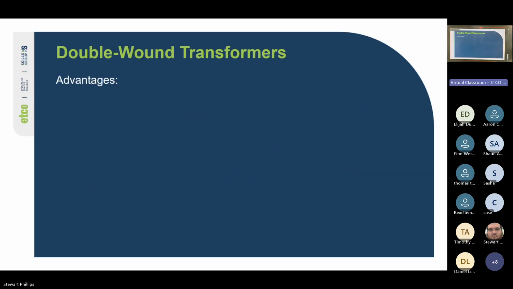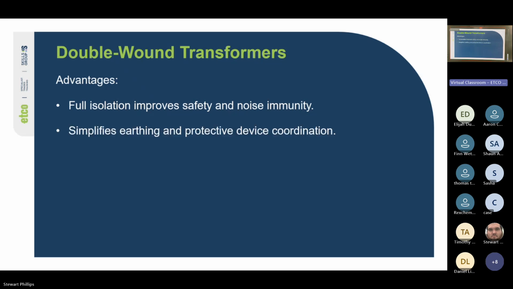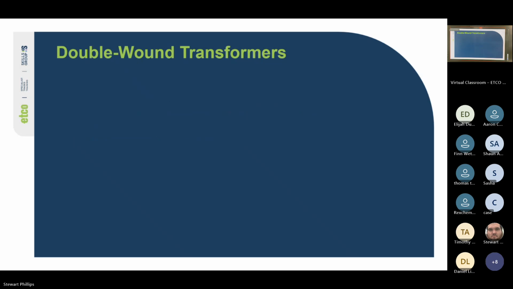Cool. So some advantages of our double wounds. Full isolation improves safety and noise immunity, so we don't get as much of the noise transfer from the main line into our electronics. It simplifies earthing and protective device coordination, so the earthing requirements aren't as stringent if we're at lower voltages. But some limitations.